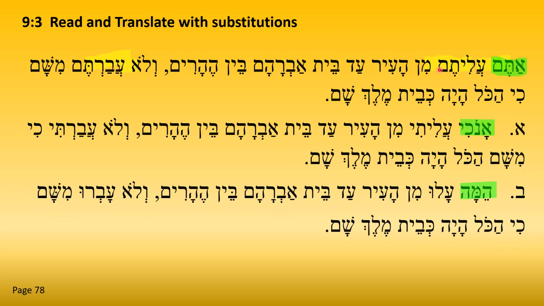Exercise 9, number 3. The initial sentence reads, Atem alitem min ha'ir ad beit Abraham bein harim v'lo avartem misham ki hachol haya kevet melech sham. Let me read that one again since I kind of fumbled that.